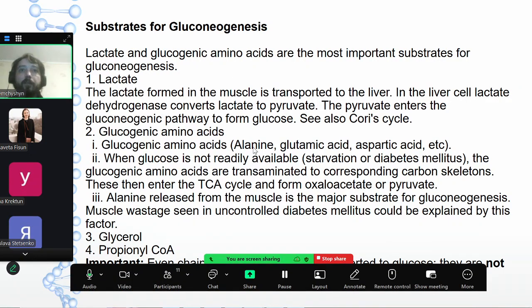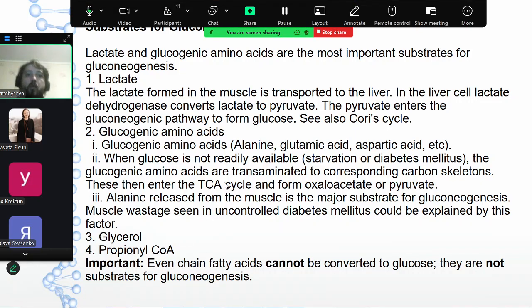That's really energy consuming. Here are some substrates for gluconeogenesis. We can use lactate, gluconeogenic amino acids, and glycerol or propionyl CoA. And importantly, even-chain fatty acids cannot be converted to glucose. So whatever went into fat, it's gone. You cannot convert that back to glucose and use it.